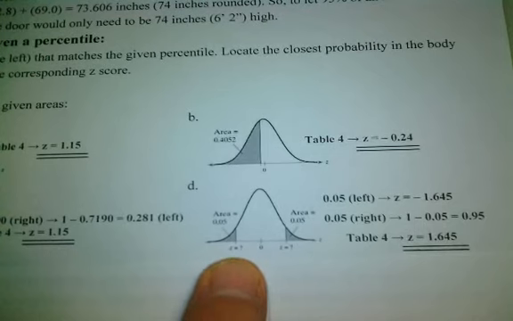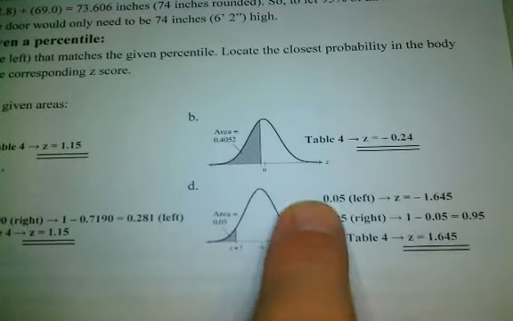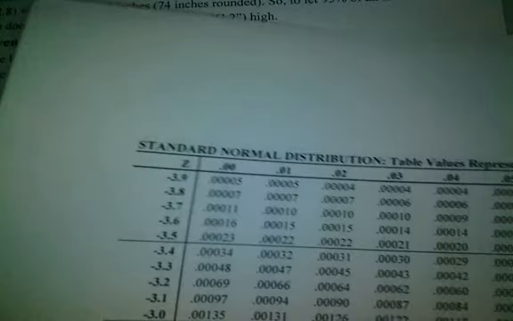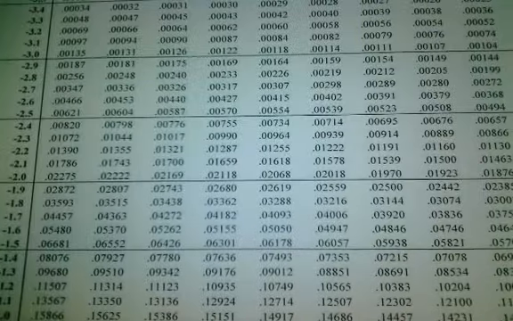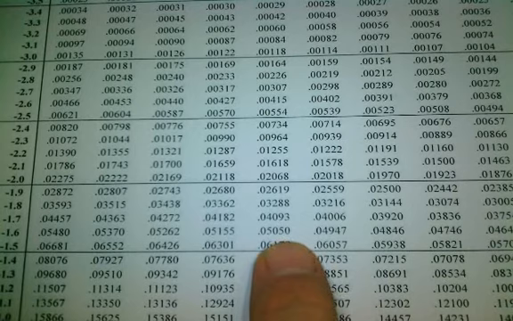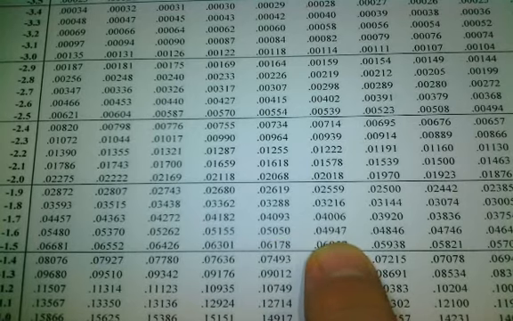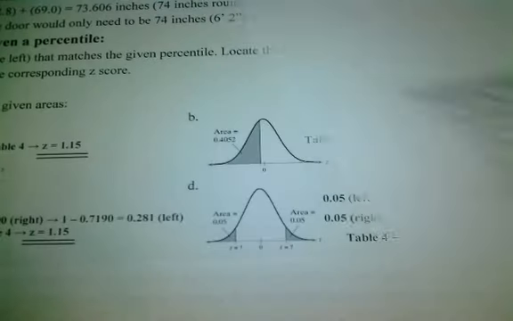So first off, for the one on the left, I can just look up 0.05. Looking up 0.05 real quick, this is another one of those ones: 0.0505, that would be 0.0495 to 4 decimal places, and so right in between, negative 1.645.